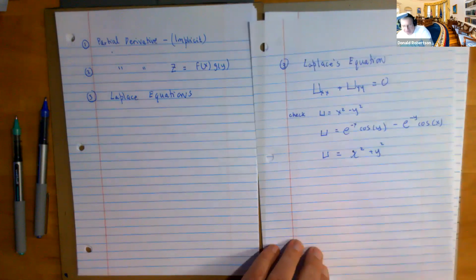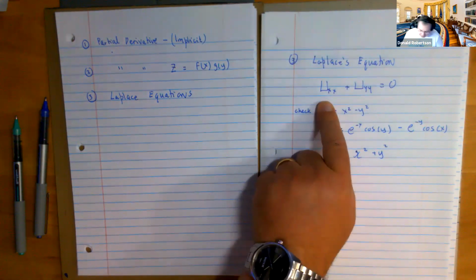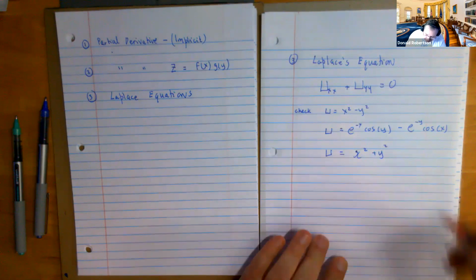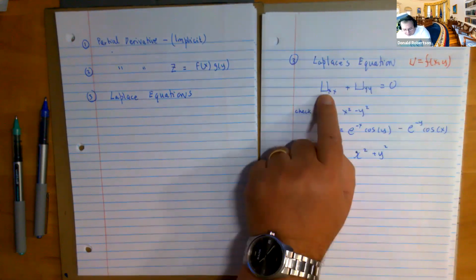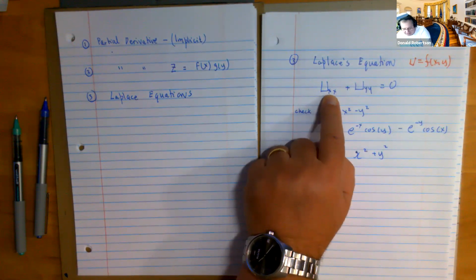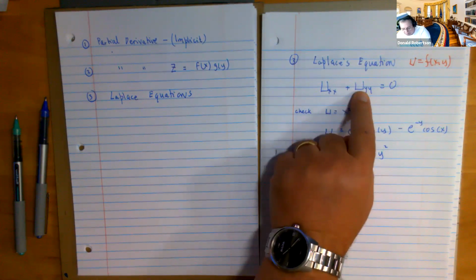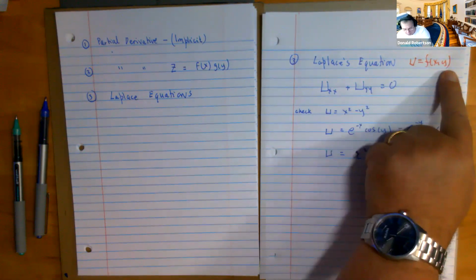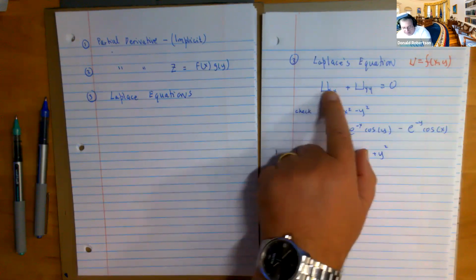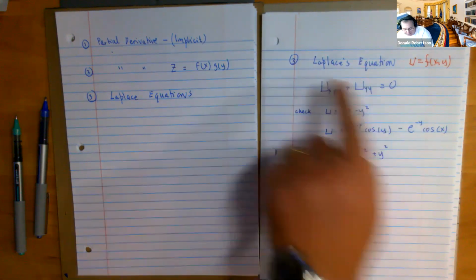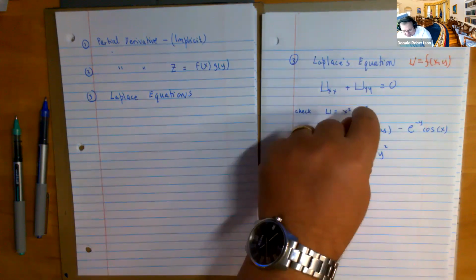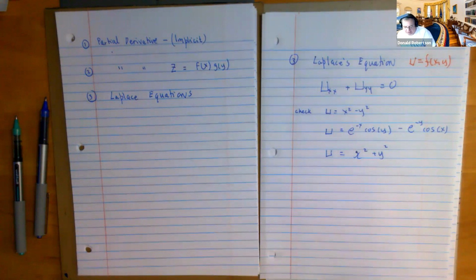This is Laplace's equation. It says that, basically the assumption is that u is some function of x and y, right? The second derivative of u with respect to x plus the second derivative of u with respect to y is equal to 0. If you have a function u of x and y that has this property, then it is a solution to Laplace's equation. And what you're being given in the homework is some examples, and you have to check, does it work or not?